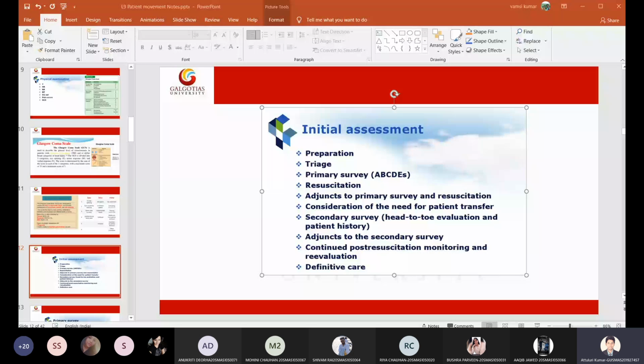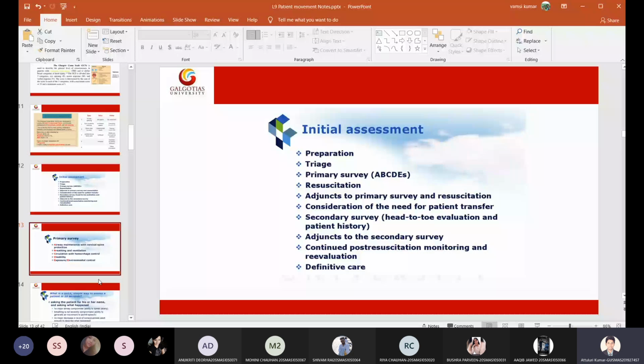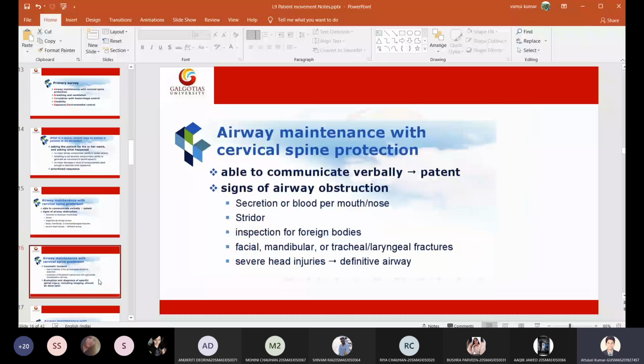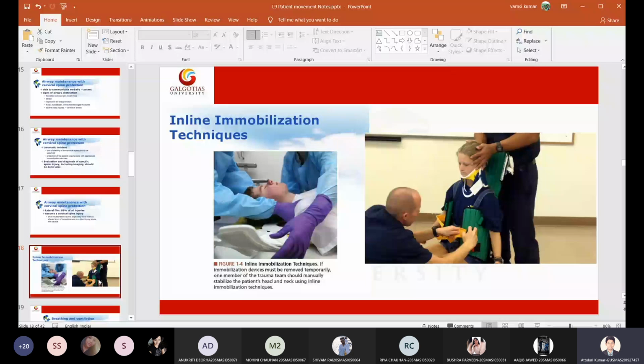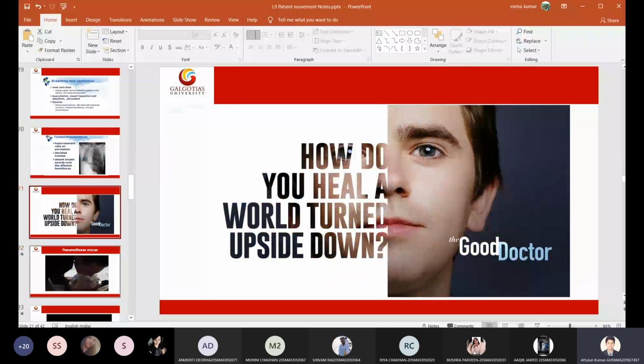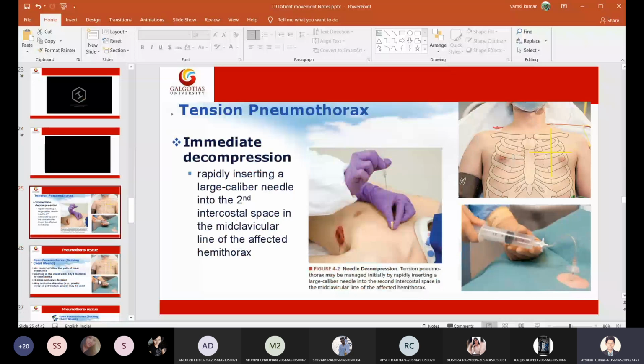Then we discussed primary assessment. We need to immobilize the patient, check for any neck injuries, and suspect a pneumothorax. If there is a pneumothorax, we need to immediately remove the air by placing a needle at the third intercostal space of the thoracic cavity, usually on the right side, and remove the air from the pleural space.